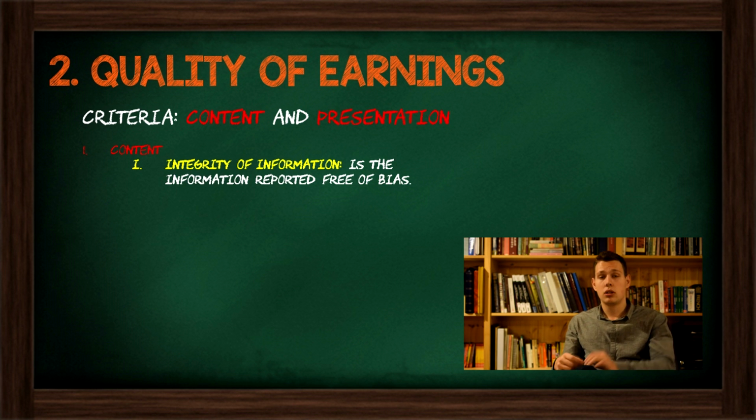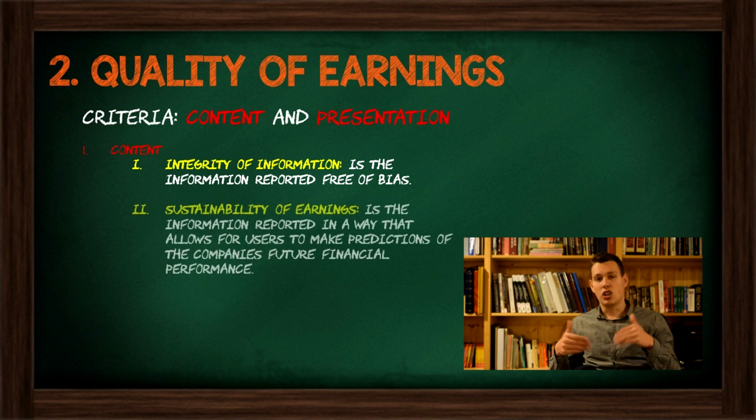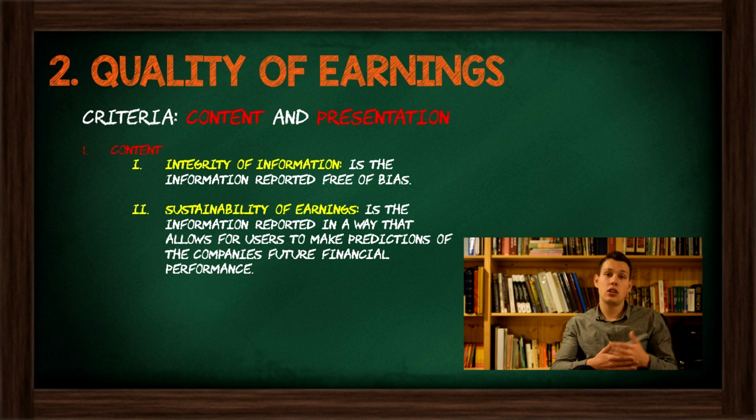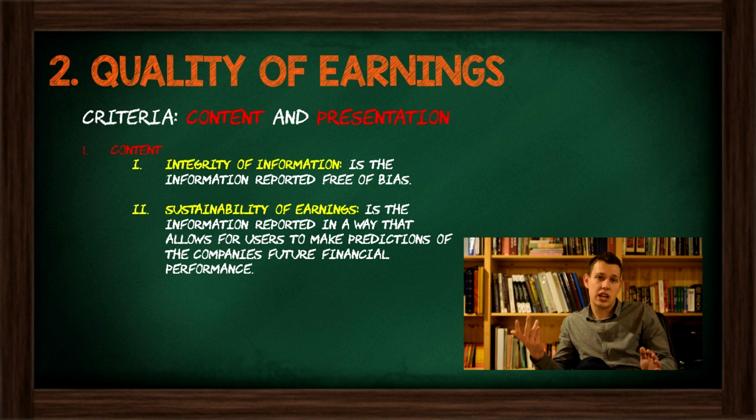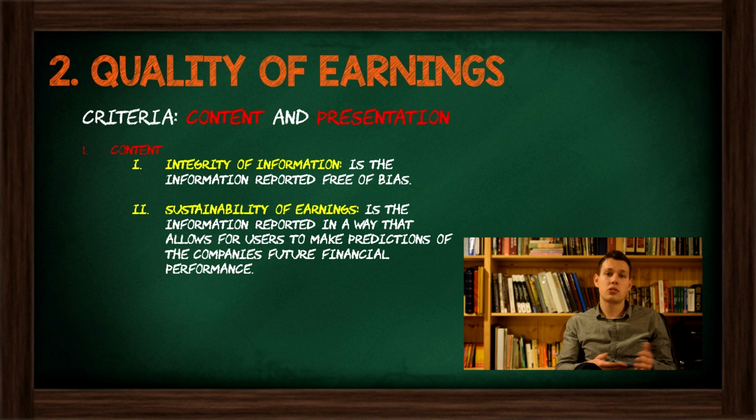The other component of content is the sustainability of earnings. What this means is that when a user looks at your income statement, they should be able to not only see what the net income is of this year, but they should be able to use that information to predict how the company is going to do 1 year, 5 years, 10 years from now. They have to be able to predict how the company will do based on the income statement.